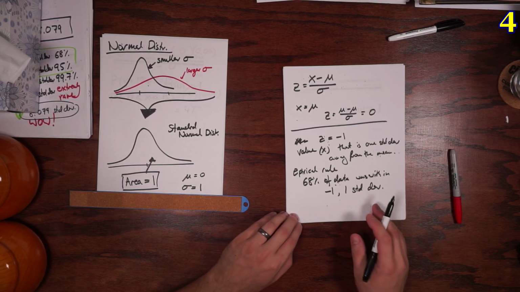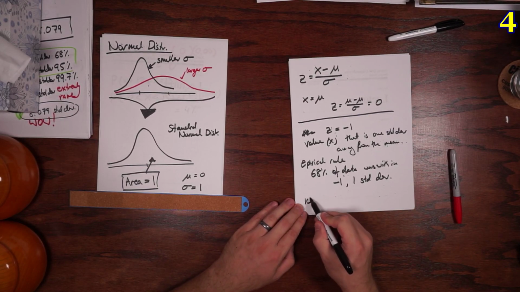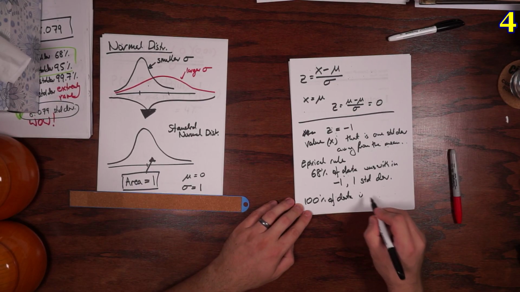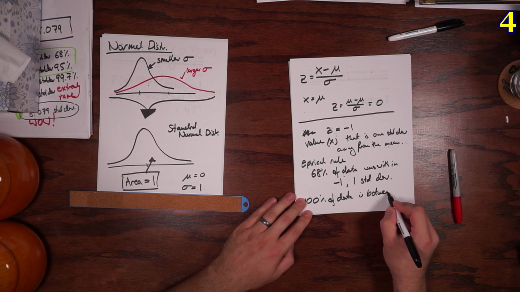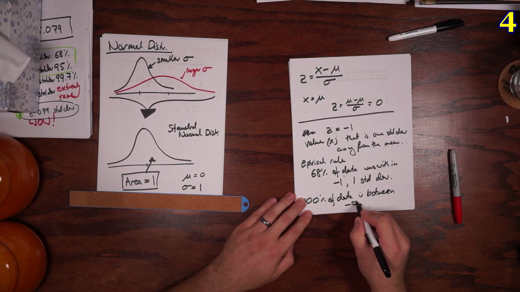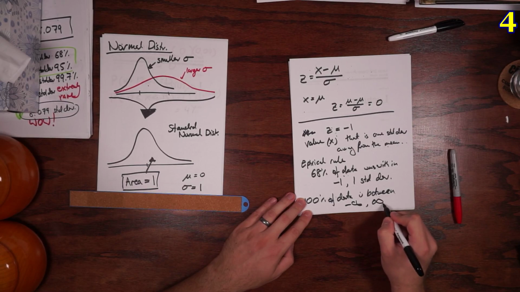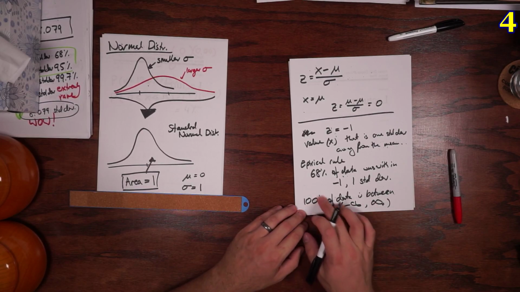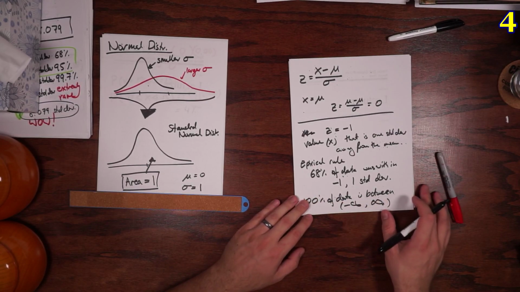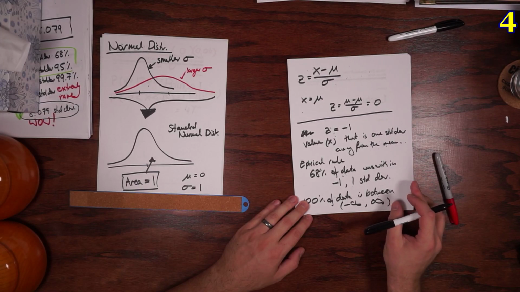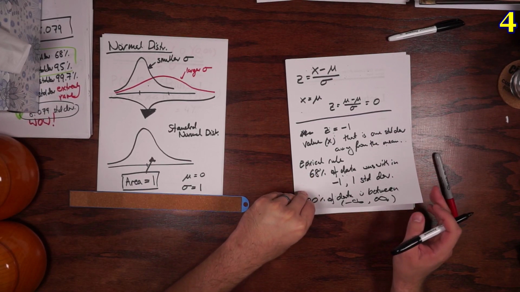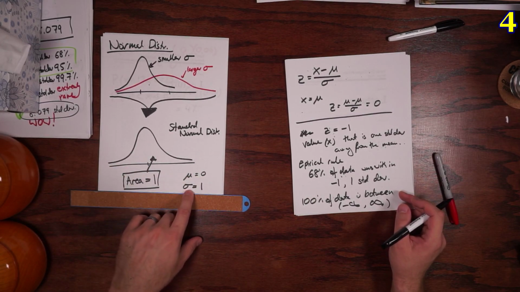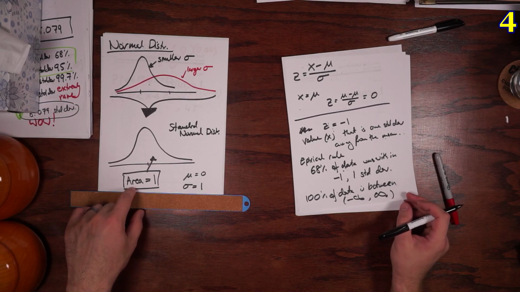And again, I don't think I have to stress this, but 100% of the data is between -infinity and +infinity. Like you have to account for all the data. If you want to account for all the data, you have to account for all the data. Right? So again, mean of 0, standard deviation of 1, area of 1.